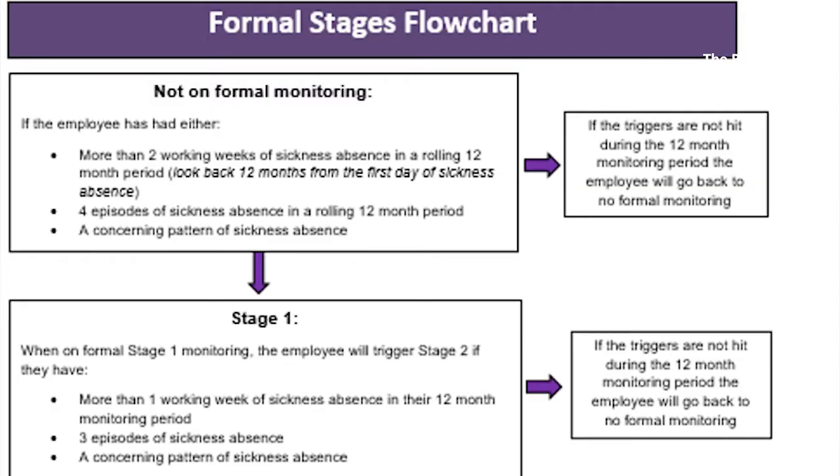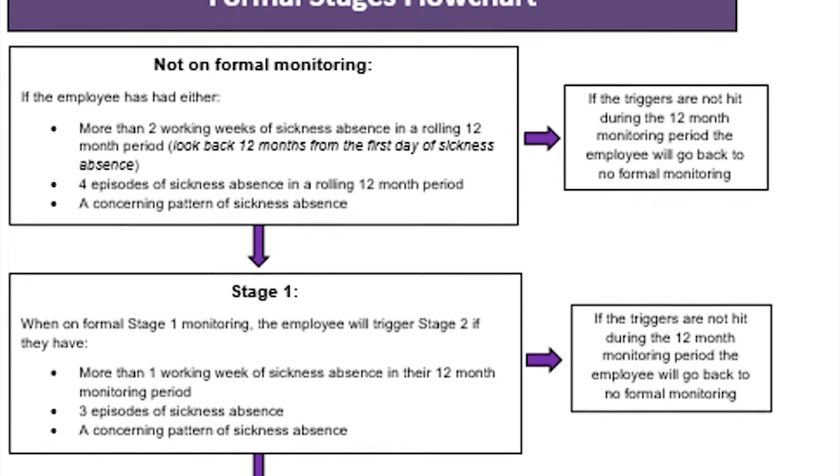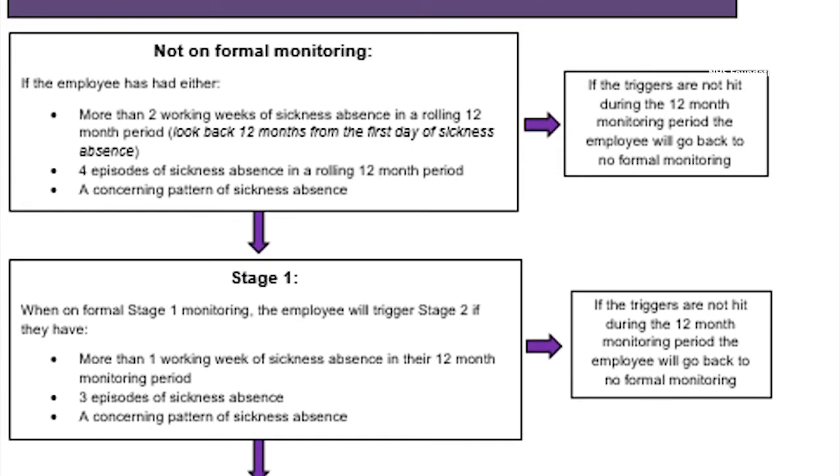Where you have suspicion, you can escalate them as a pattern to the next formal stage. Just get some HR advice and we can review that with you as well. So as soon as staff members trigger, they are put on the formal stage, let's say stage 1. This normally takes place during a stage 1 meeting. So that's after they've returned to work, following that period of sickness that has triggered. So you need to inform them of their monitoring period. So that's that 12-month period that starts on the return to work date.